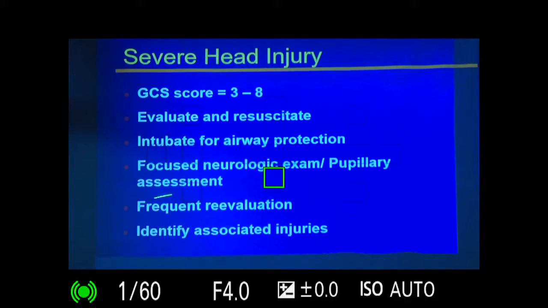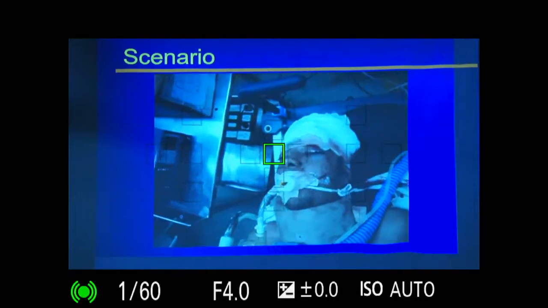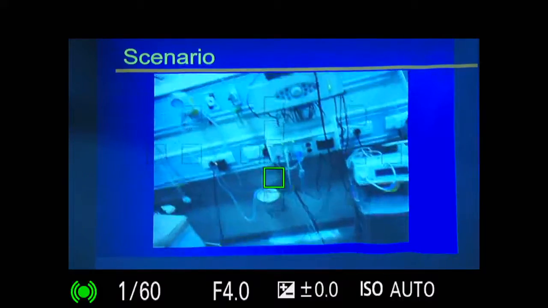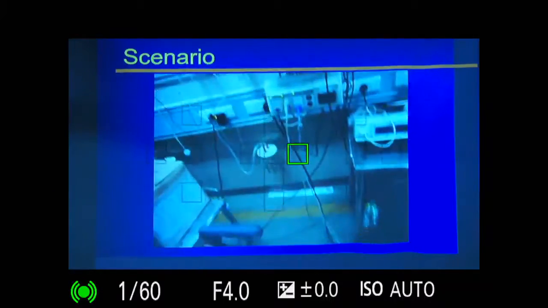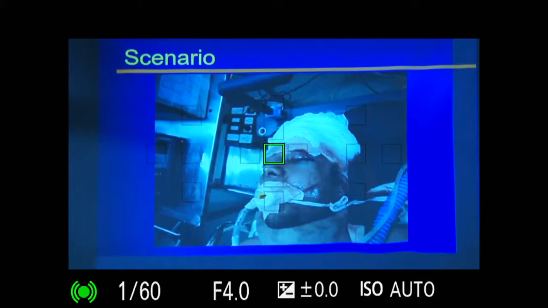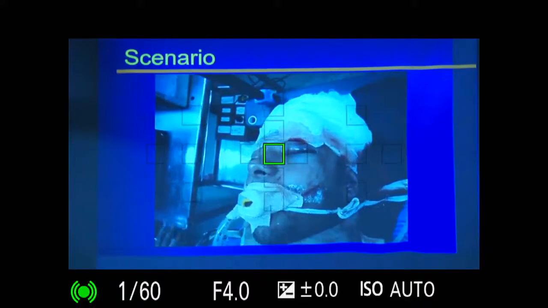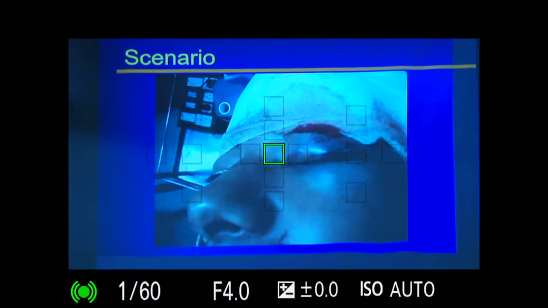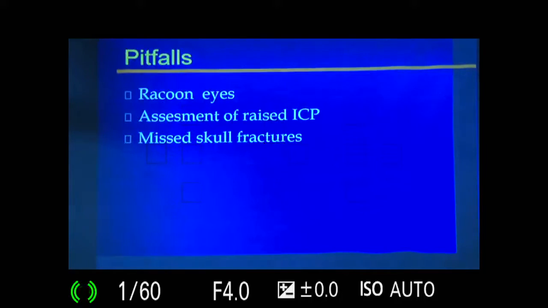And as I said, it's a frequent re-evaluation we have to do. This is a typical scenario. A lot of times patients have been already intubated. So in this patient you cannot assess the verbal response because he is intubated. You cannot assess the eye response because there are bilateral black eyes. Only thing left is the motor response to check. Motor anyway is the most important response to check in these patients.